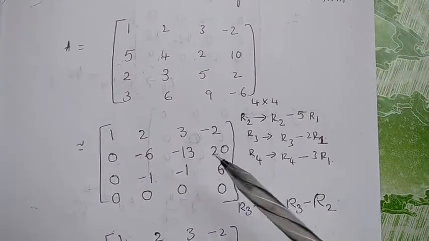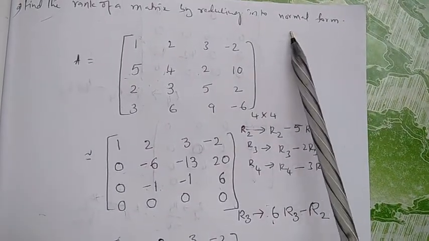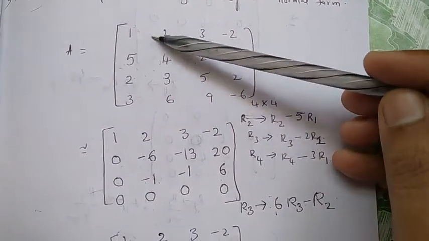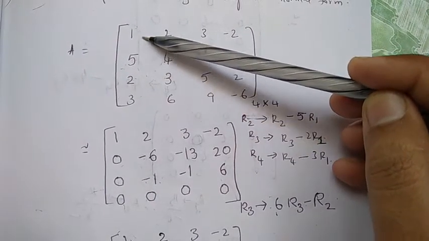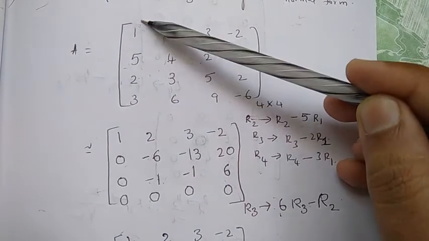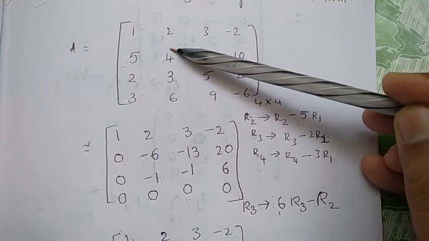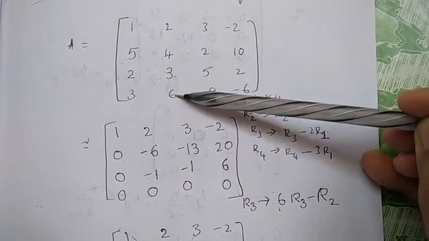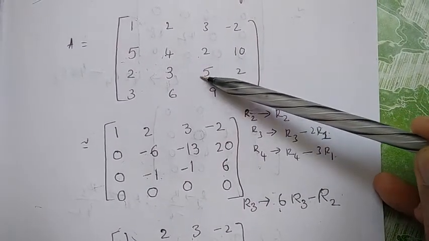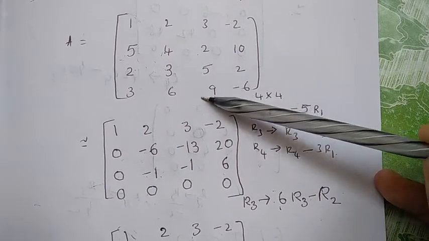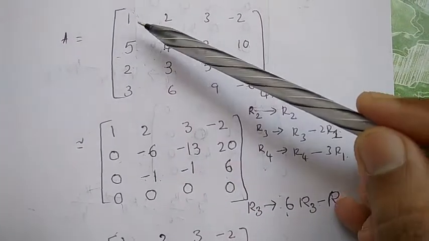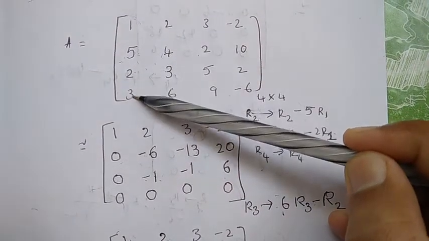To convert into the normal form, we need to know which positions we convert to 0. This is the a11 position. Below the first entry we convert to 0. These three positions we convert to 0 using this one. Next is the a22 position; below this we need to convert these two positions to 0 using this one. Next is the a33 position; below this we need to convert this position to 0 using this one. First step: using this one we need to convert these three positions to 0.